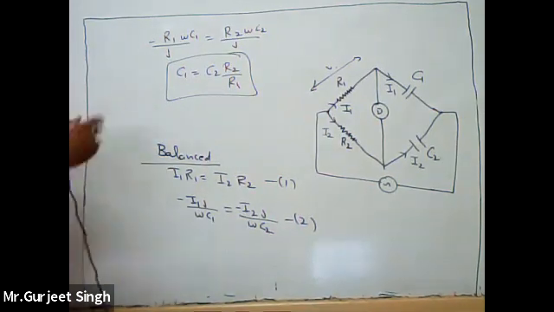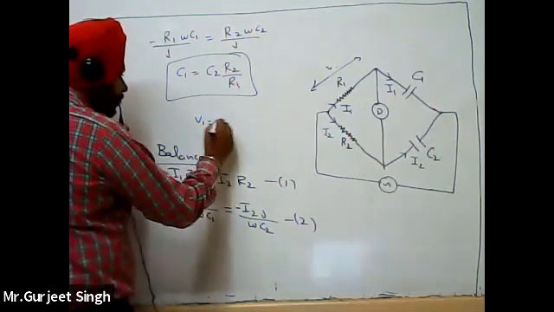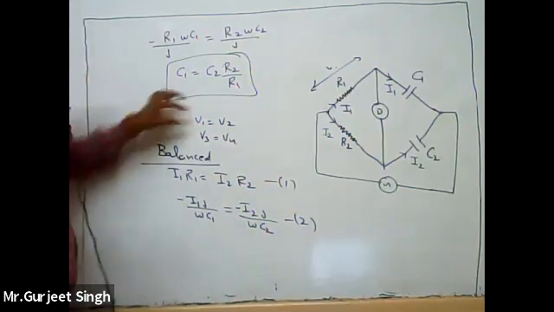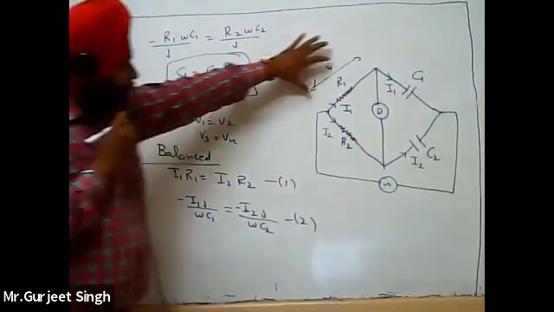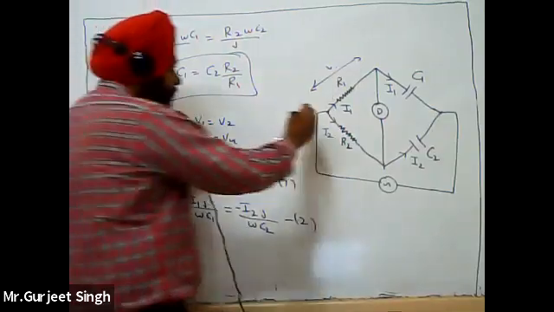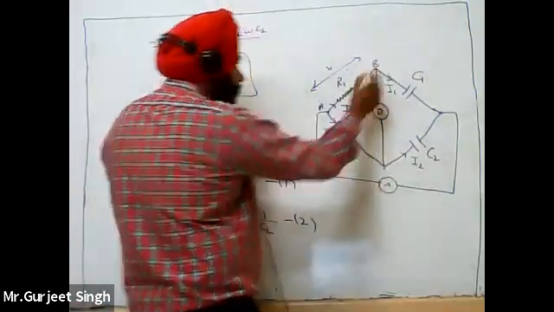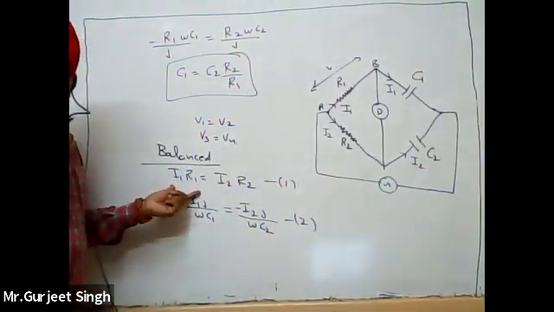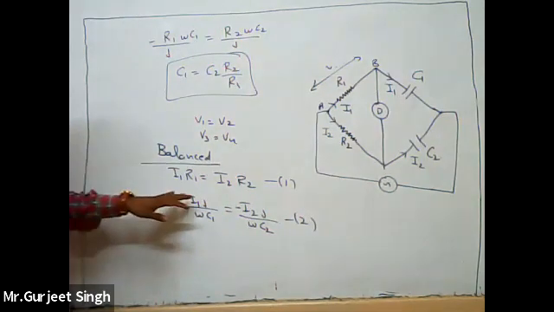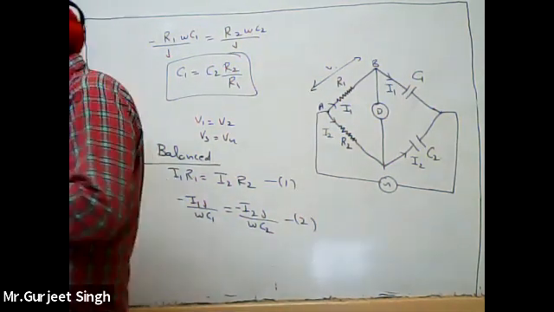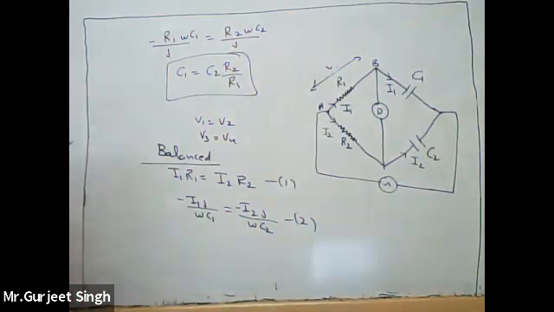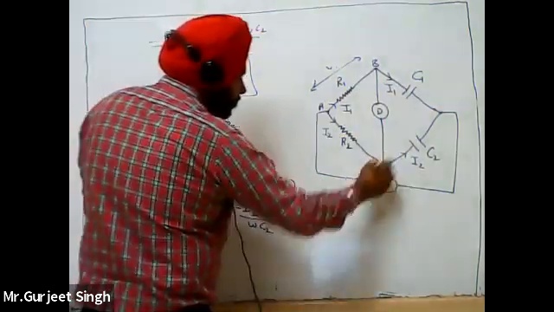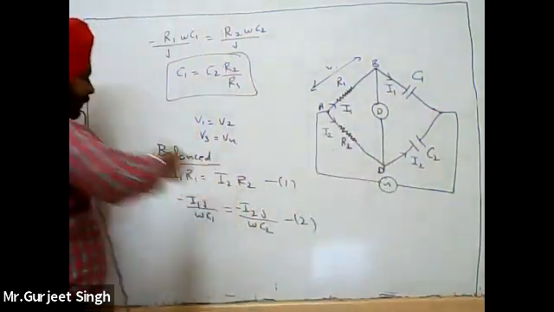At the balance condition of the bridge, V1 is equal to V2 and V3 is equal to V4. So we put in the value of V1. V1 is the voltage across this arm, between arm A and arm B. So the voltage across arm AB is I1 into R1. Then across arm AD, the voltage is I2 R2.